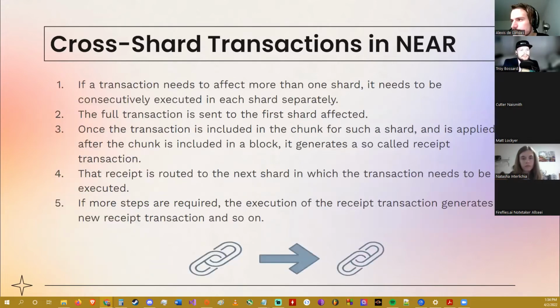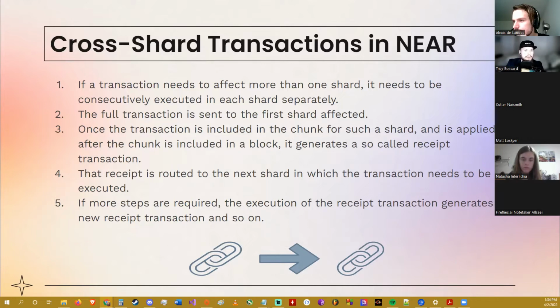Basically, if a transaction needs to affect more than one shard, it needs to be consecutively executed in each shard separately. The full transaction is sent to the first shard affected. Once the transaction is included in the chunk for that shard and is applied after the chunk is included in the block, it generates a so-called receipt transaction. Those are the action receipts that we're talking about.